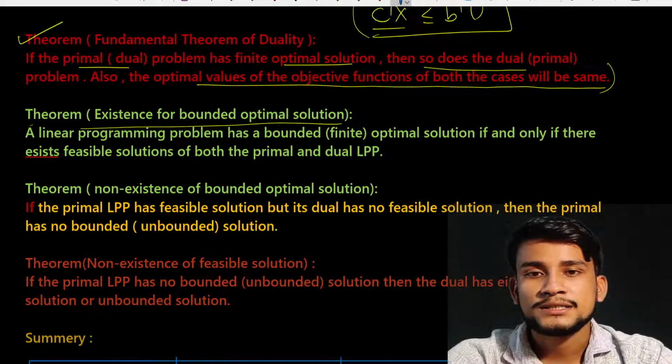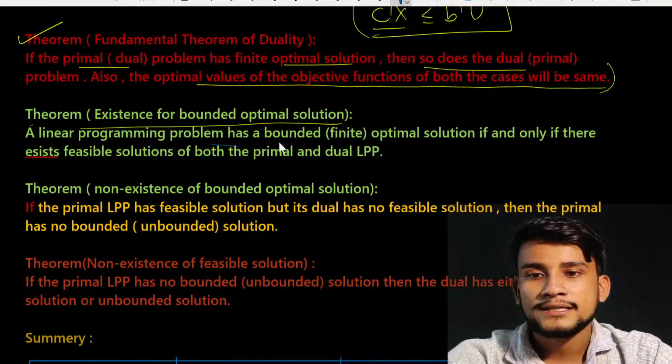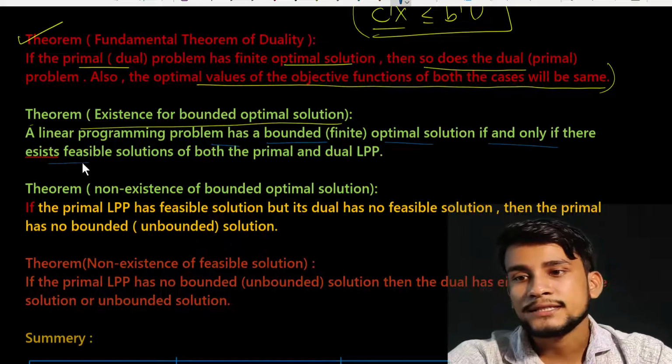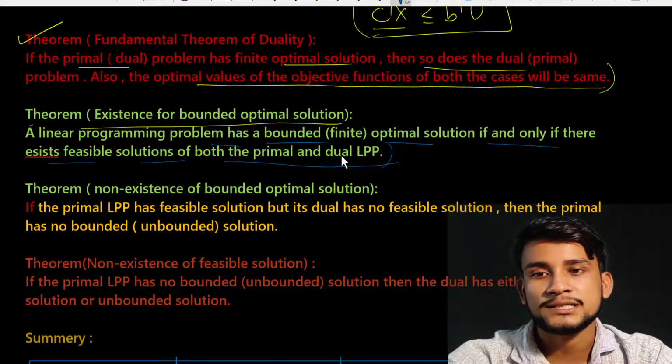The existence of a bounded optimal solution says that a linear programming problem has a bounded optimal solution if and only if there exists a feasible solution of both the primal and dual LPP. So this is the existence of a bounded solution.